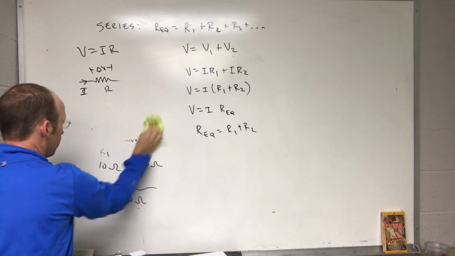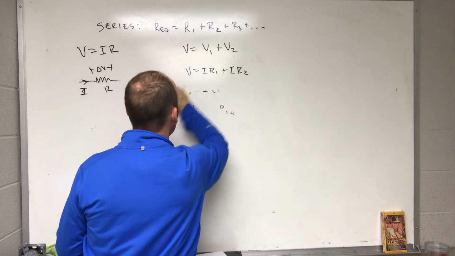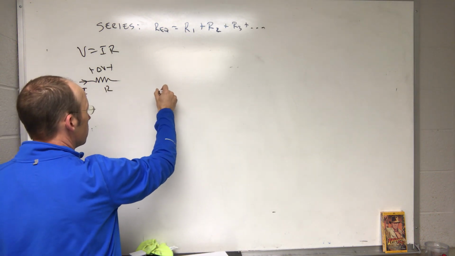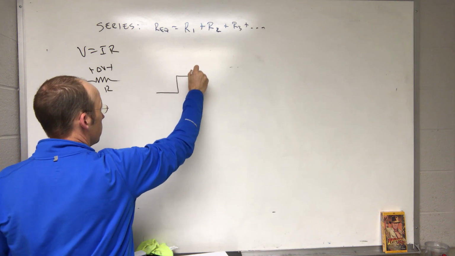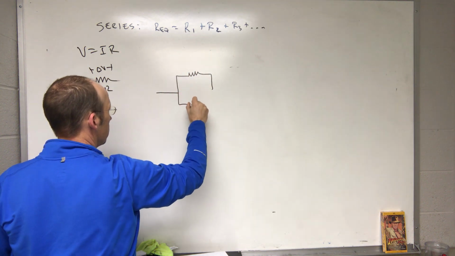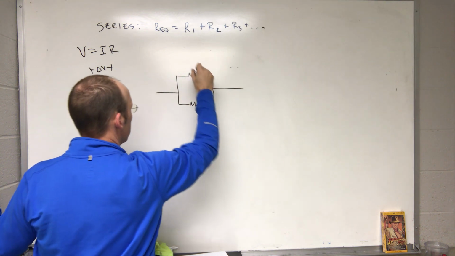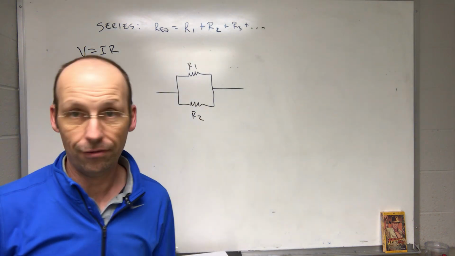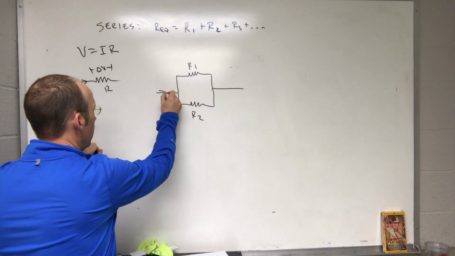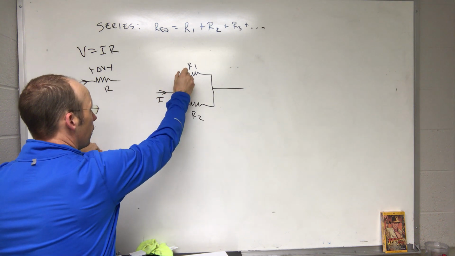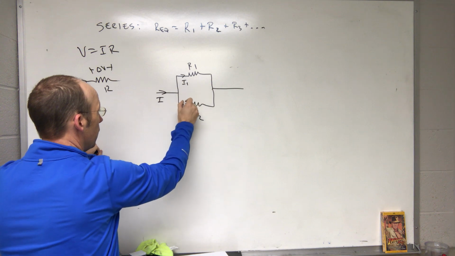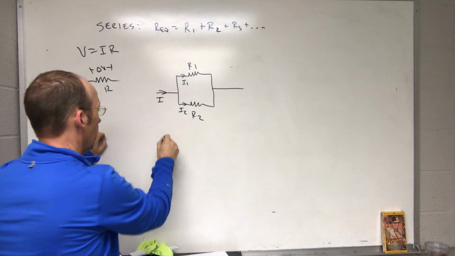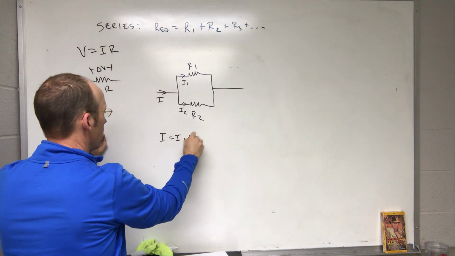Okay, now let's do parallel. I still have that, I'll delete it. And then I'm going to do an example. Don't worry, I'm going to work out an example. Okay, here are two resistors in parallel. R1, R2. So resistors in parallel do not have the same current. In fact, if I have a current coming in right here, I, then some of it goes through resistor 1, I'll call that I1, and some goes through resistor 2, I'll call that I2. And since current is conserved, I is I1 plus I2.